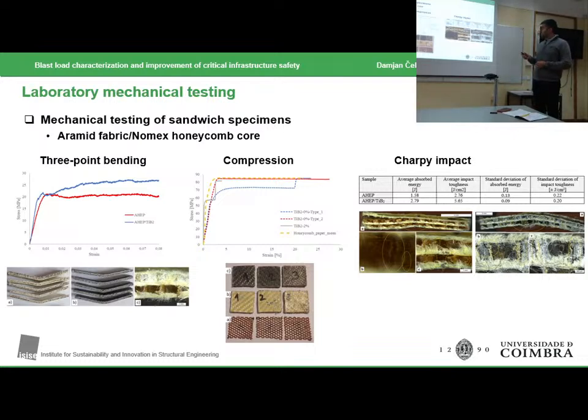Here are some samples of laboratory mechanical testing. Specifically for this panel with aramid fabric and Nomex honeycomb core, we did 3-point bending, compression, and sharp impact tests. Here we can see the average curves for specimens with nano-reinforcements, which is the blue line, and the curve without nano-reinforcement, which is the red line.